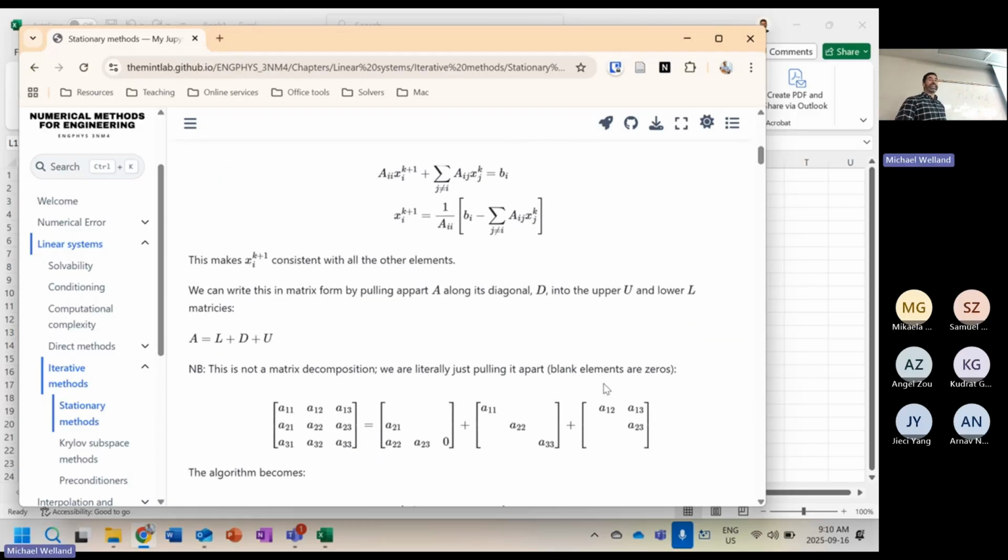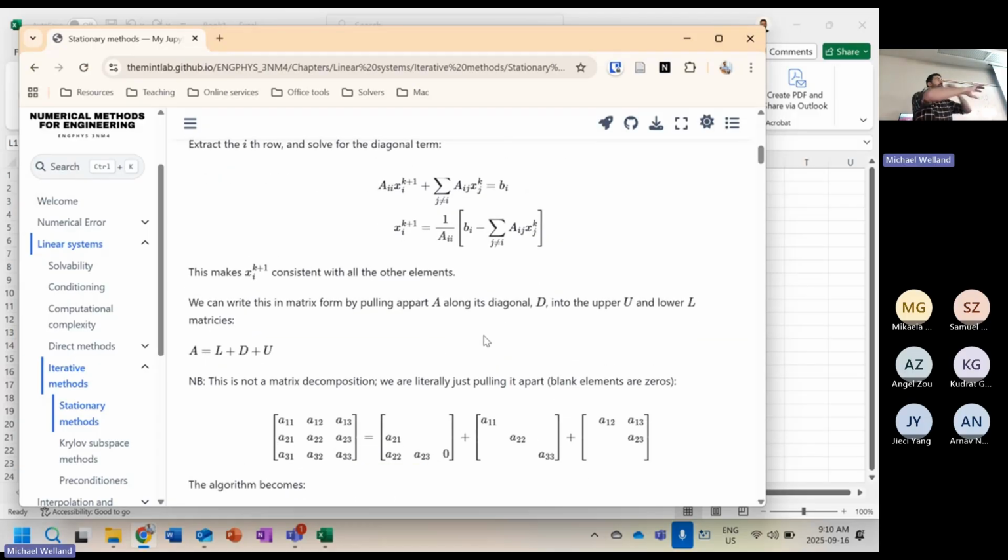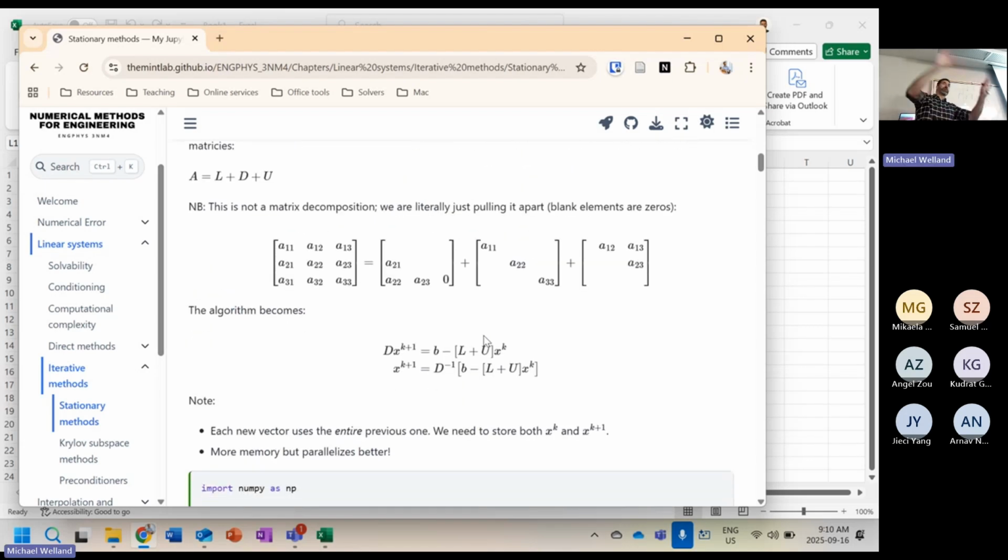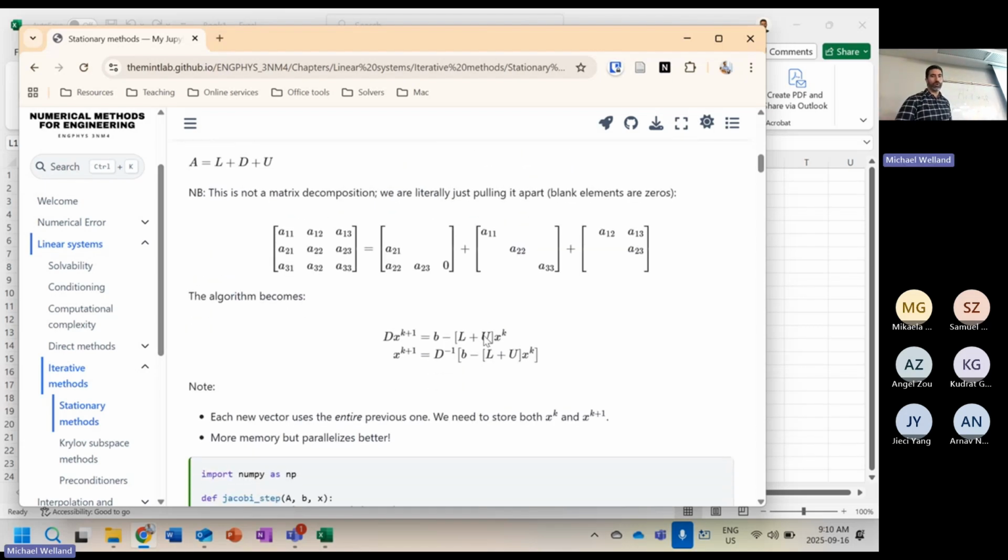You can write that in matrix form by just pulling apart this matrix into U, D, L. This is not a decomposition. I tried to come up with a different symbol instead of U and L. Don't be confused. I couldn't come up with a better variable. I thought lowercase, but then all the uppercases are matrices. So we're not going to talk about this again. So just go with this one.